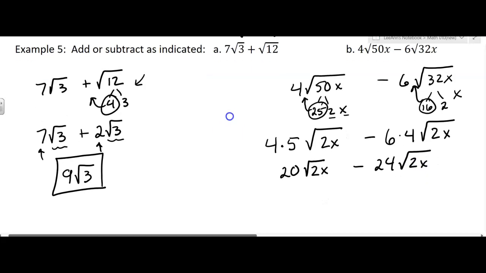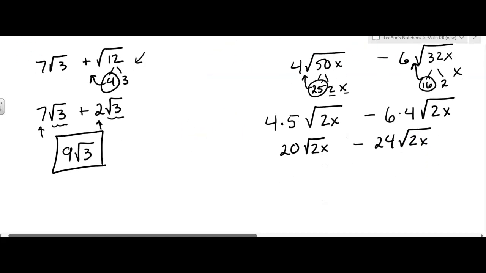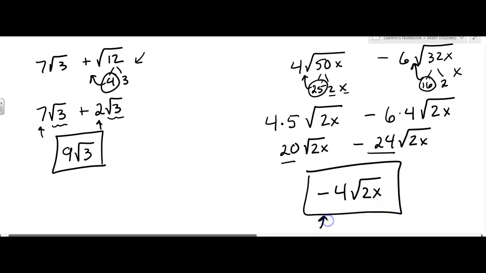Okay, now that I can do some subtraction, what's 20 minus 24? Negative 4 square root 2x. Don't forget that negative sign.